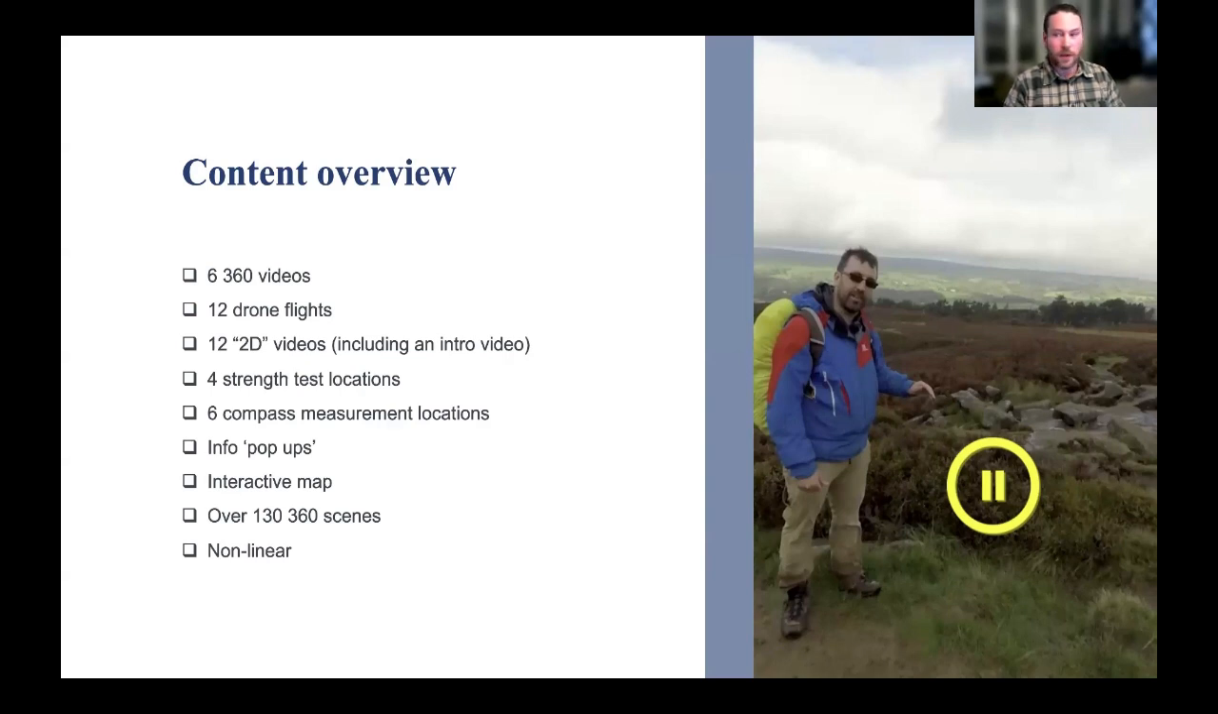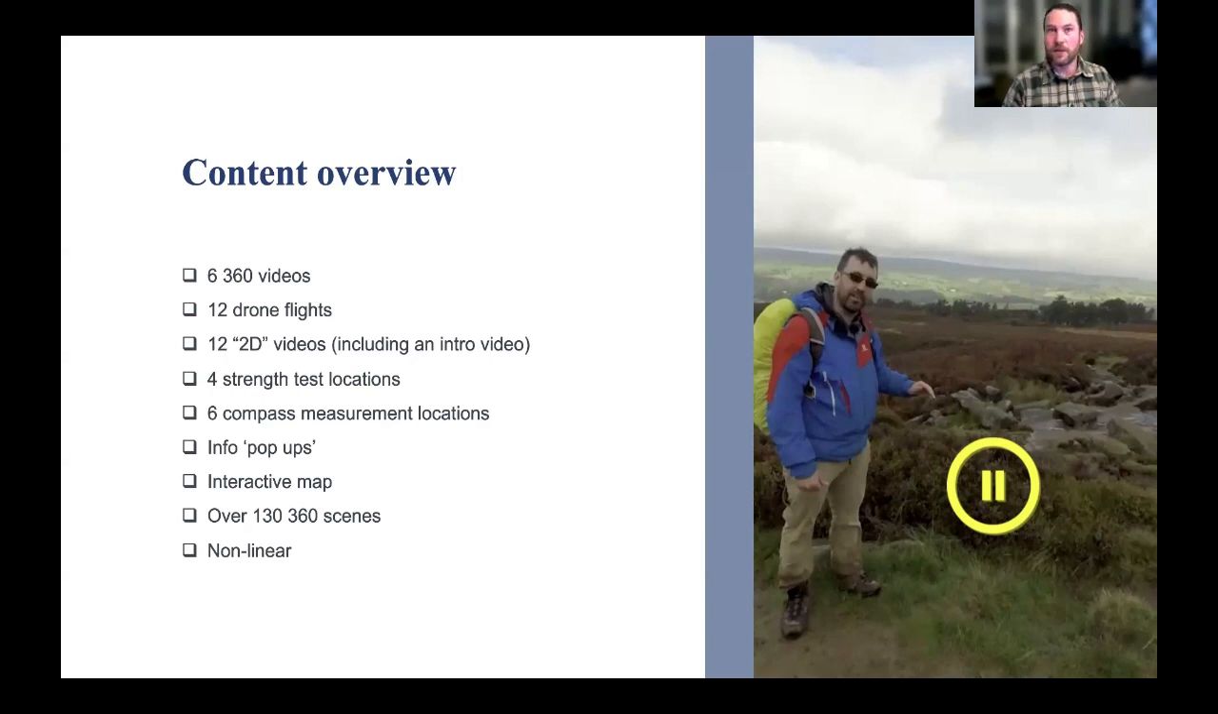The final thing had 12 drone flights, 12 traditional, what we started calling 2D videos now, and what are called strength test locations, where they test the strength of rocks. Students, when they're in the field, have to do compass measurements, and in our resource, we just had to give them that information. There was no way for them to do that in the resource, sadly. And then a few pop-up things and an interactive map, which I can hopefully show you at the end.